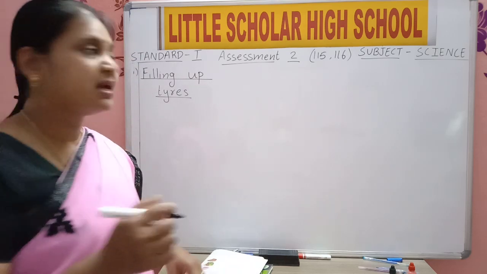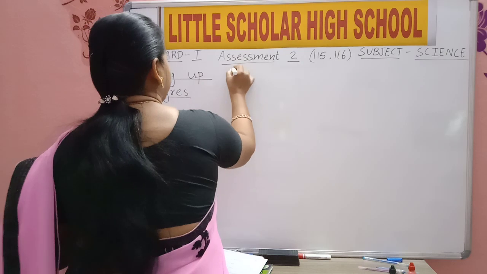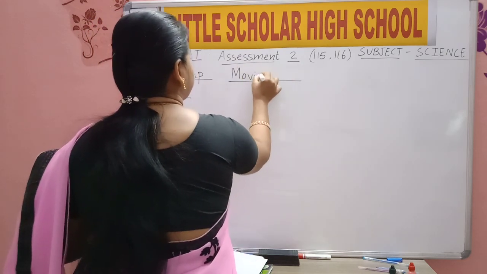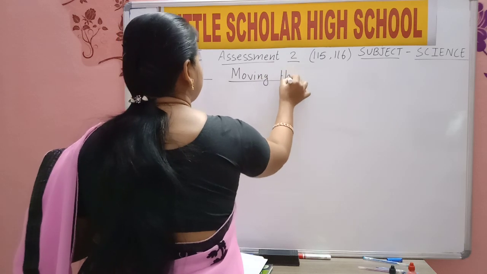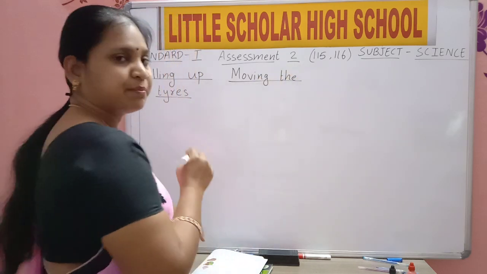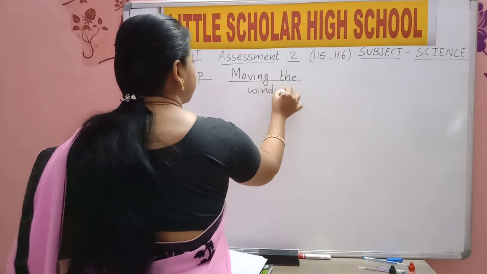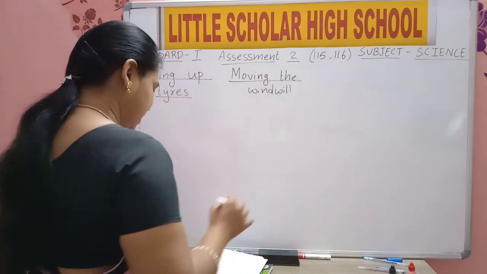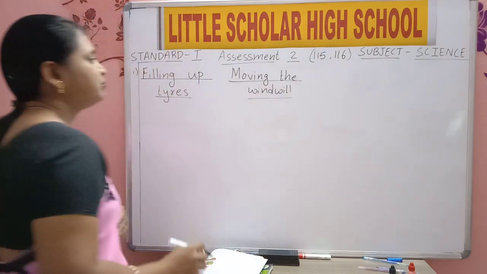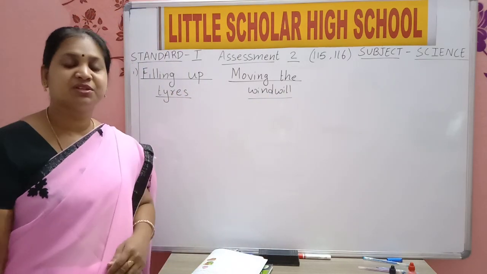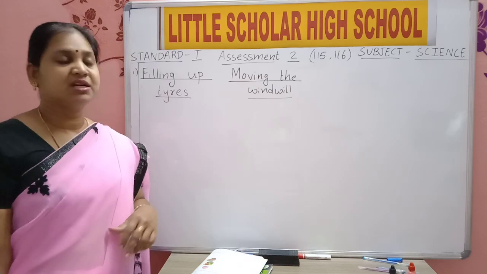Next one. Moving the windmill. Second one. M-O-V, in the second dash write. M-O-V-I-N-G, moving. T-H-E, the. Wind, W-I-N-D. M-I-L-L, mill. Windmill. Down you write windmill. How is air helpful in the second picture? To move the windmill.